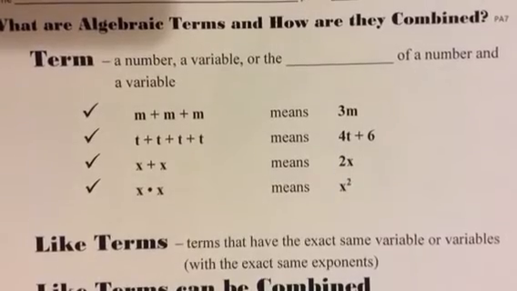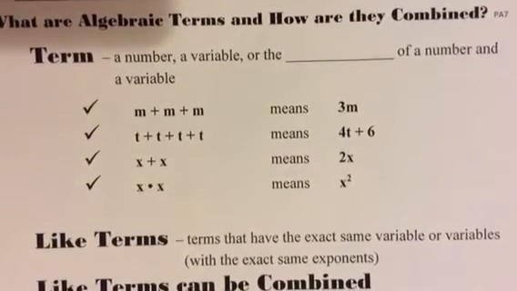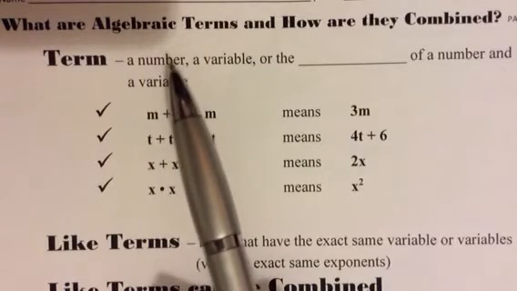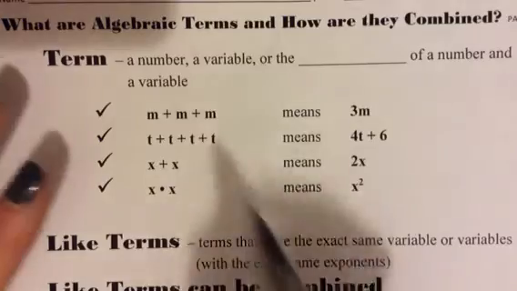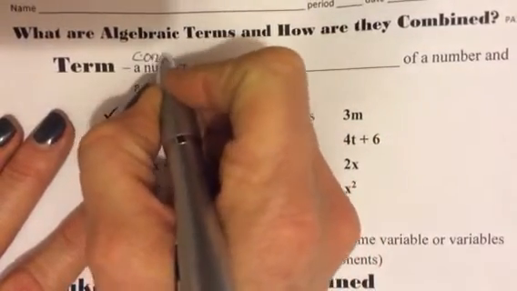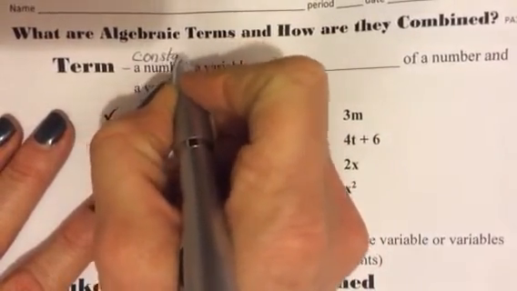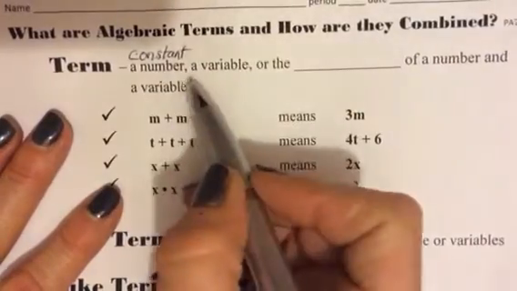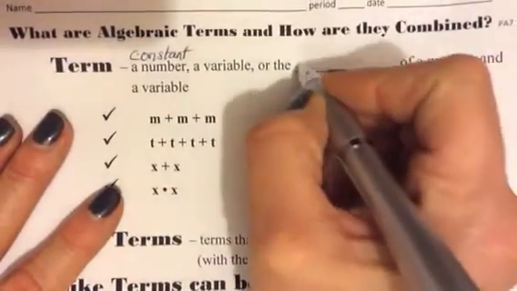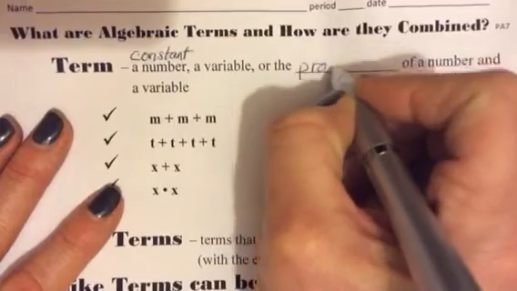So today we're going to look at what algebraic terms are and how you combine algebraic terms or simplify an expression. First of all, a term can be a number all by itself, which would be called a constant, and I'll talk about that in just a minute. That's a number. A variable could also be a term, or the product of a number and a variable.